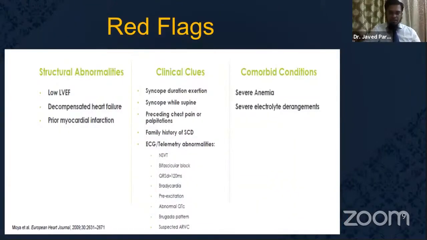So there are certain red flag signs. If you have any of these signs at any point in the evaluation of syncope, you should give more importance to the patient, and probably do the evaluation in an inpatient setting. Structural abnormalities like low ejection fraction, decompensated heart failure, prior myocardial infarction. Now this is very, very important: prior myocardial infarction. In a patient with a history of documented coronary artery disease, if there is a documented syncope, you must assume that this syncope was because of VT or VF until proved otherwise.